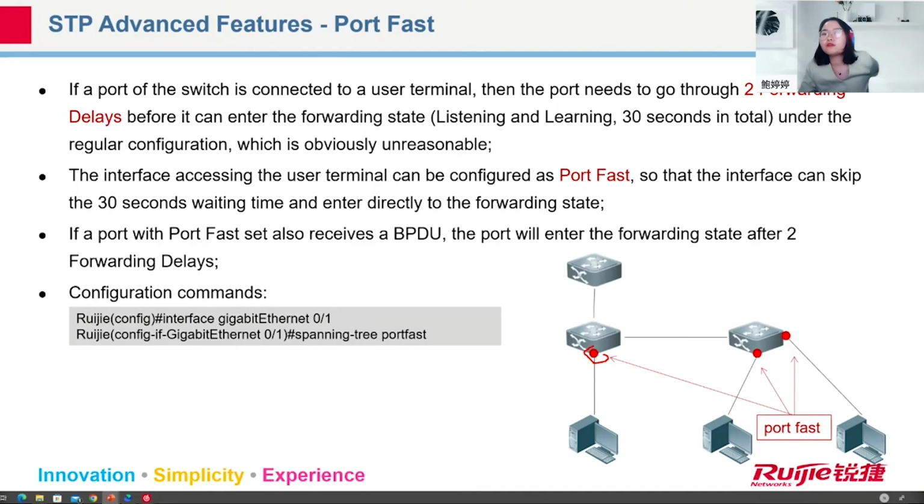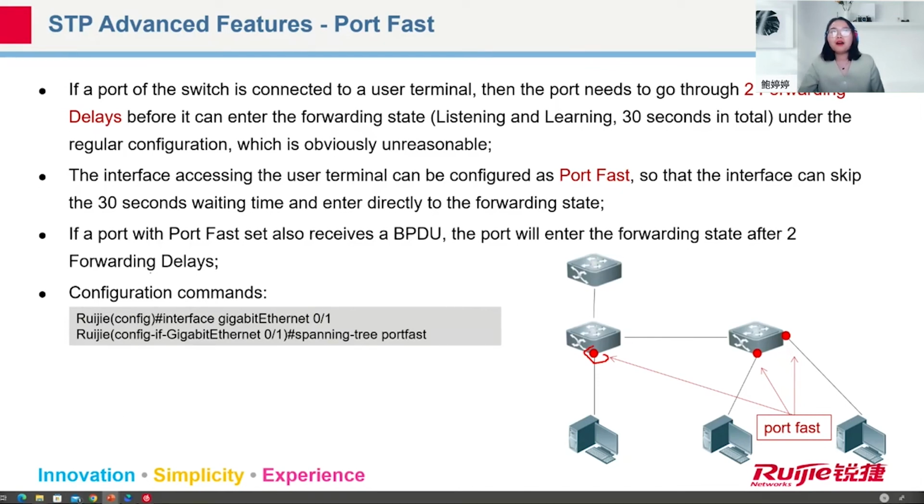So if a computer directly connects with the interface, it can enter the forwarding state immediately without waiting. And the command is: enter the interface, then spanning-tree port-fast. Okay, maybe some vendors say this is an edge port, the same meaning. Okay, so this is port fast. It's very useful. For example, when you plan the access switch, from the first interface to the tenth interface, you design that terminals will connect with them. So these interfaces you can make port fast.